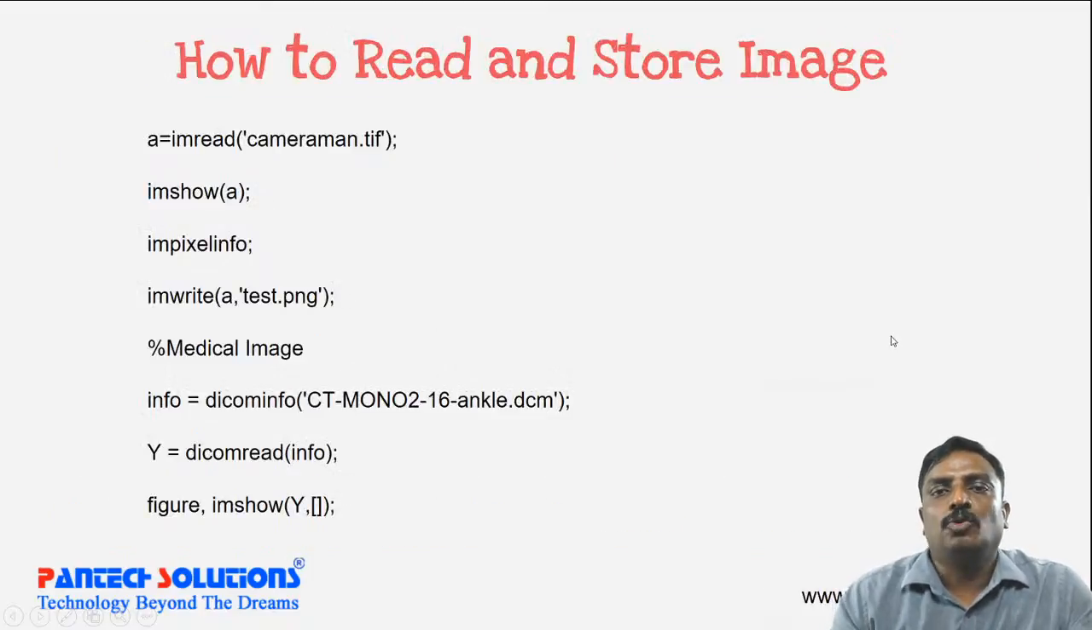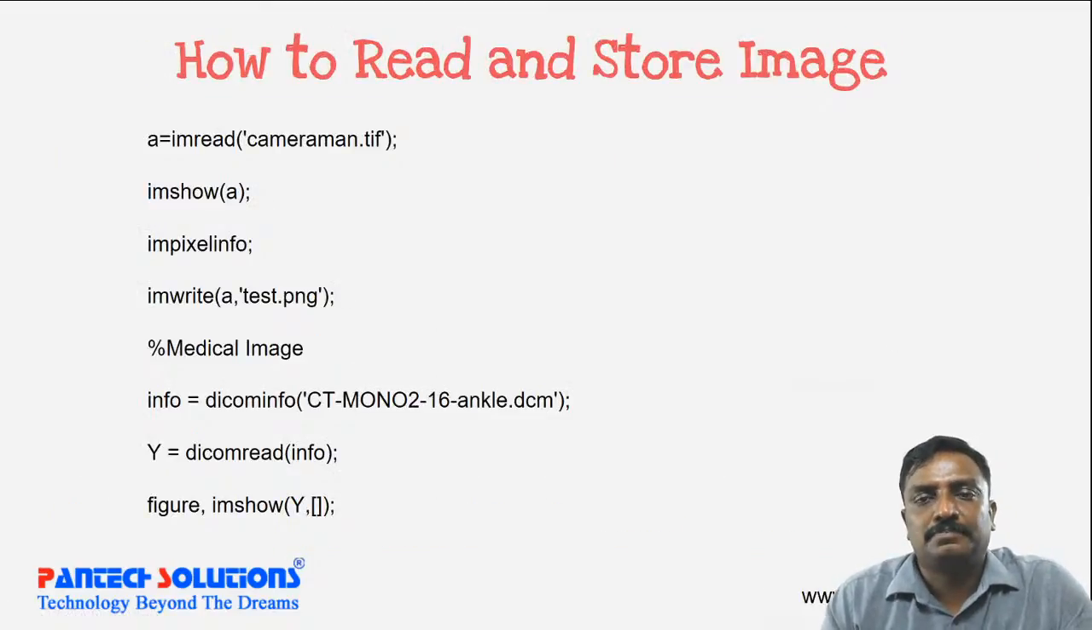So, how to read and store an image. The first topic is how to read and store an image, and why image processing is important. Image processing plays a major role in artificial vision, like robotics vision and computer vision. In computer vision and robotics vision, image processing plays a key role.